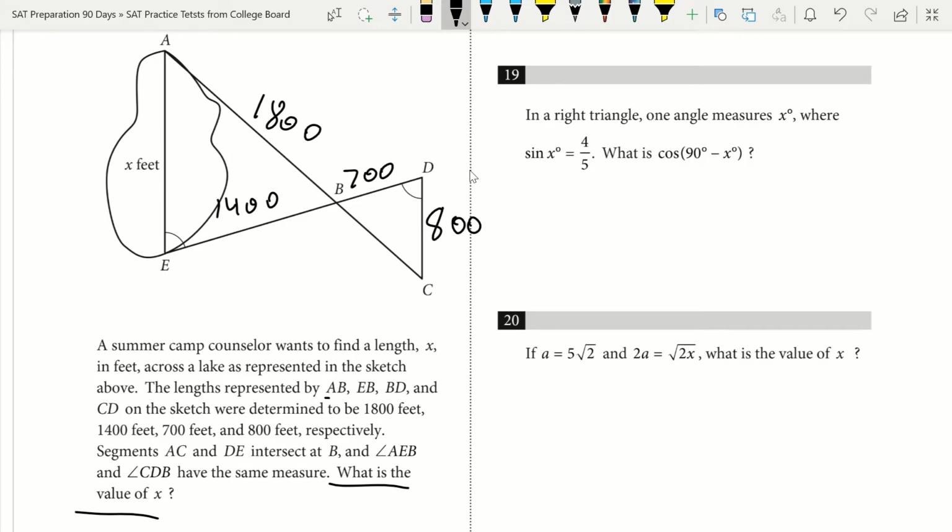All right, so I'm asked to solve for x now. One thing I notice right off the bat is these angles have to be the same. Anytime we have angles like this, they have to be the same. The next thing I notice is that from B to D, that corresponds to B to E. So for those two, I see that the ratio of BE over BD is 1400 over 700, which is 2 to 1.